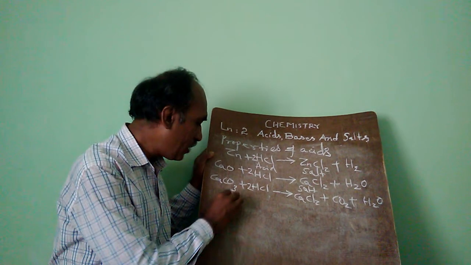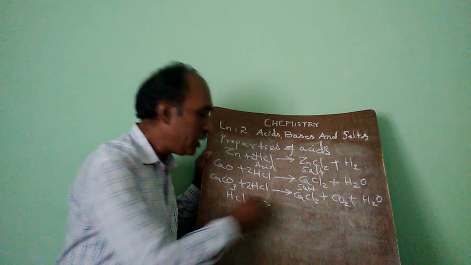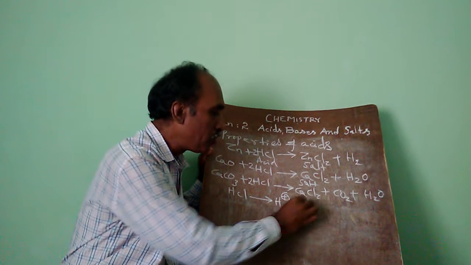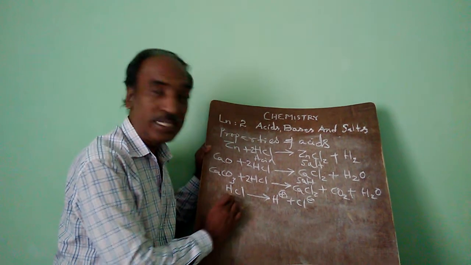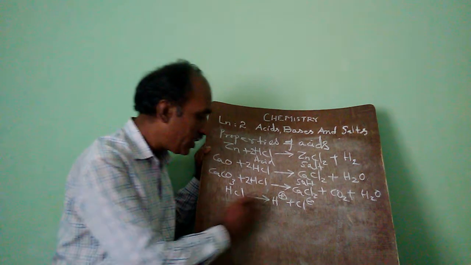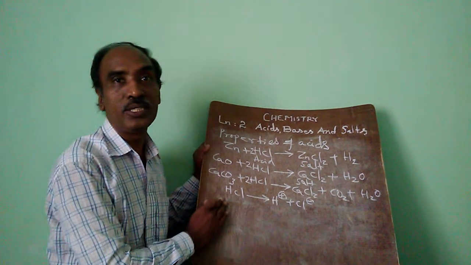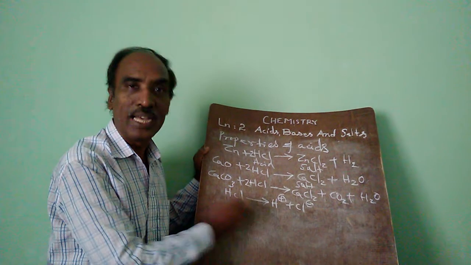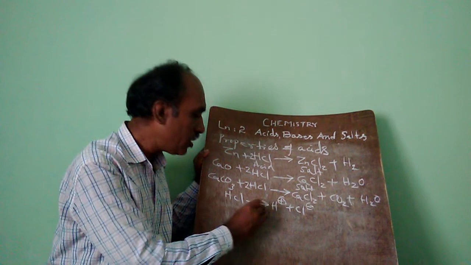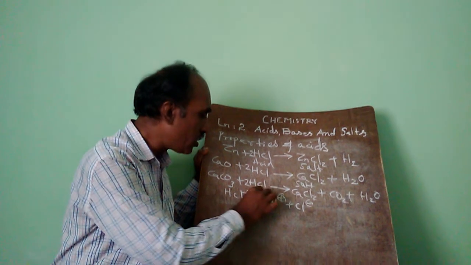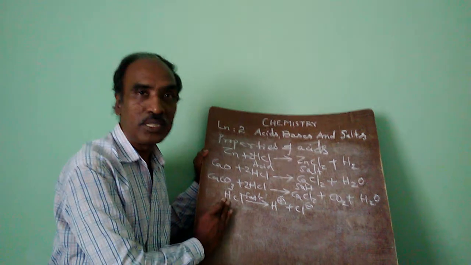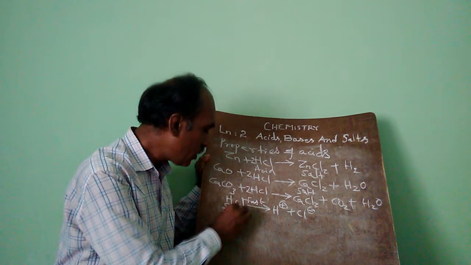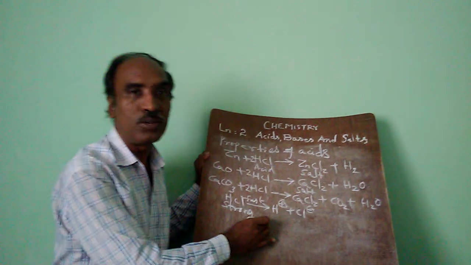If I have HCl, what will happen? HCl releases H plus and Cl minus. This HCl dissociates. This is called dissociation of the acid. If the dissociation of HCl to form hydrogen ion is fast, it is called a strong acid.